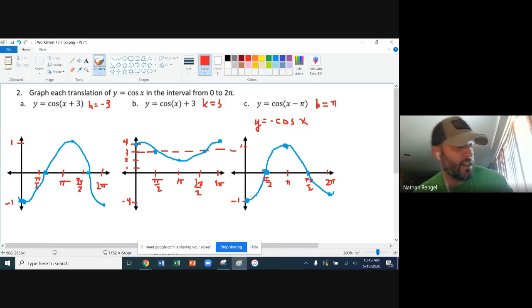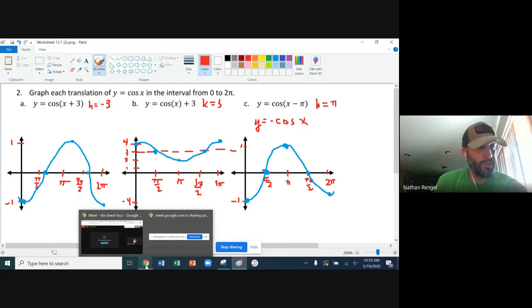So as you get into pre-calc and higher math classes, you will talk about what are called trigonometry identities, and this is one of them. Cosine x minus pi is the exact same graph as the negative cosine of x. So those two are interchangeable. They mean the same thing. They can be substituted for each other in different calculations, so on and so forth. So there's number 2, graphing, and now we'll head into number 3.